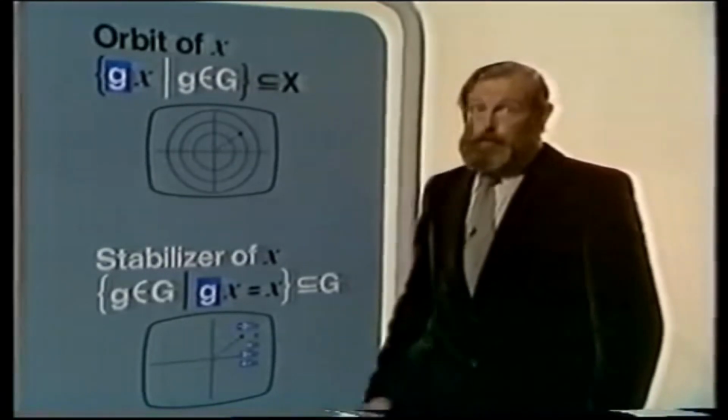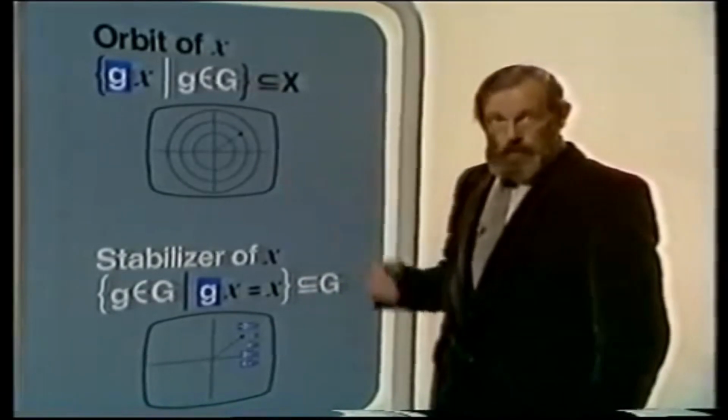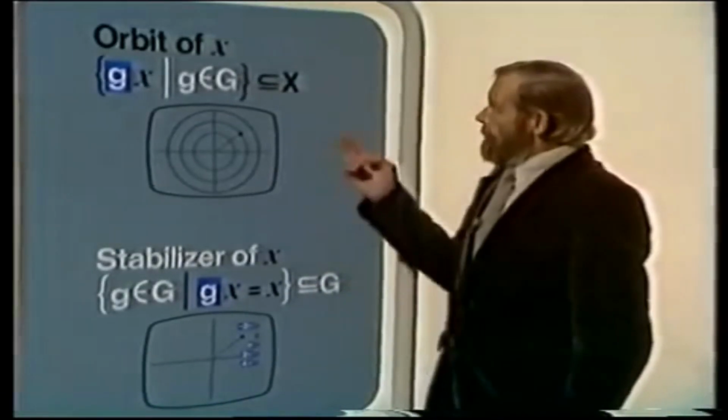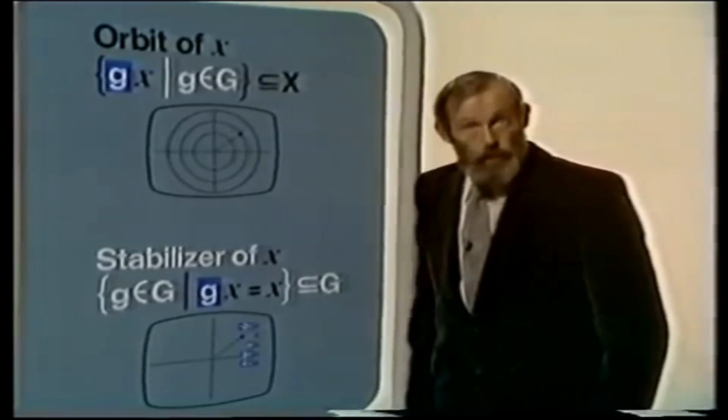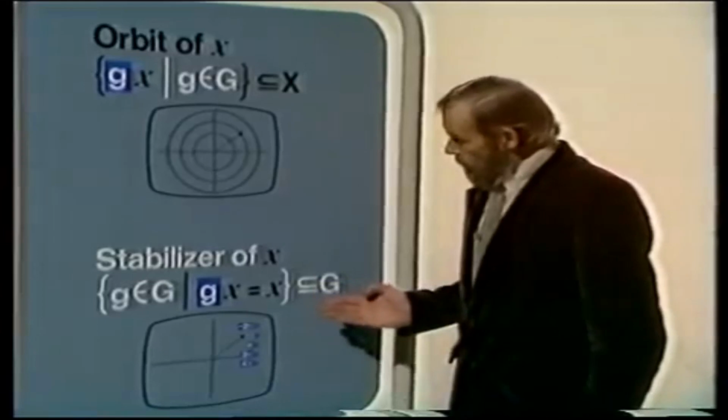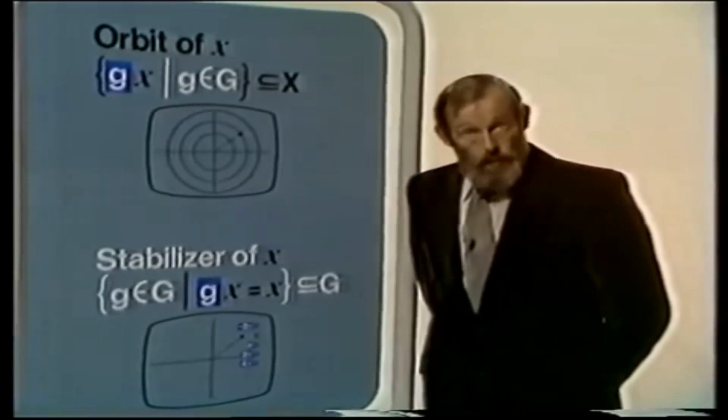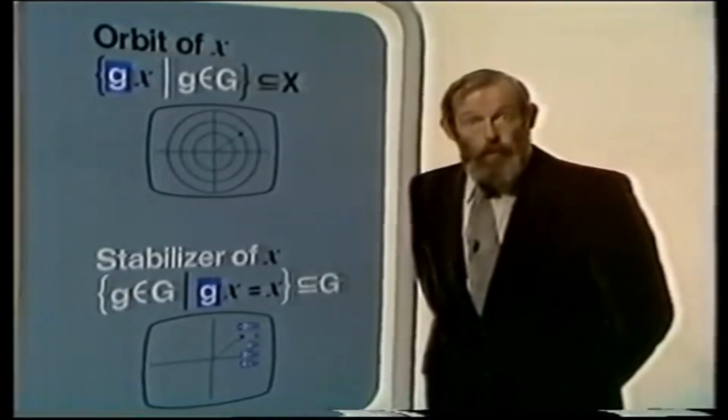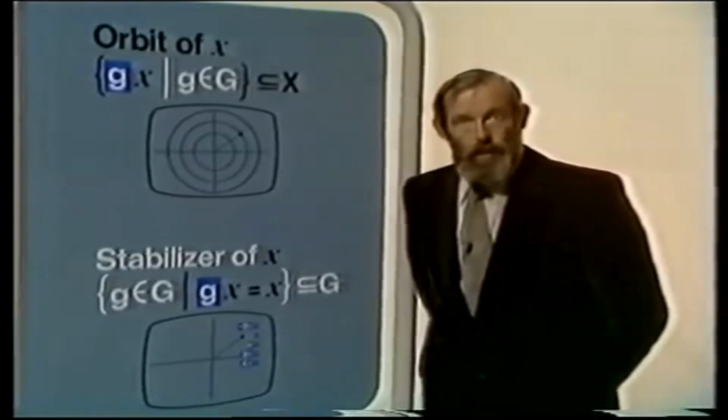Now here's the definition you've just seen of the orbit of X. You'll notice that it's written as a subset of X. The stabilizer, on the other hand, is part of the group G. In fact, it's a subgroup of G. There's a proof of this in the text. It's an important property of the stabilizer, and we'll make use of it later in the program.